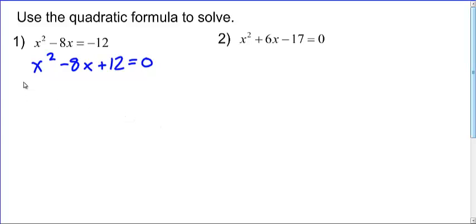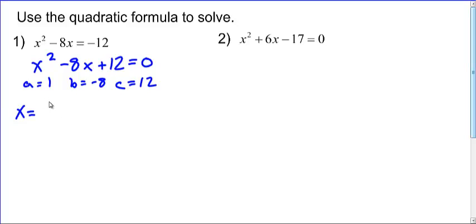Now, our a term here would be the coefficient before x squared, that's 1. Our b is the coefficient before x, that's negative 8. And the c term here would be 12. So we can just start plugging these numbers in.